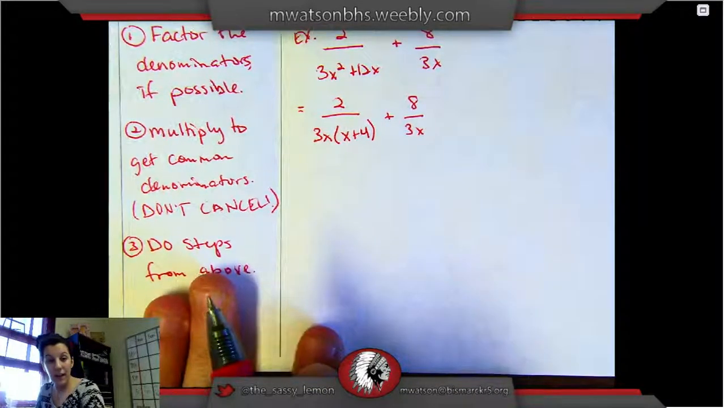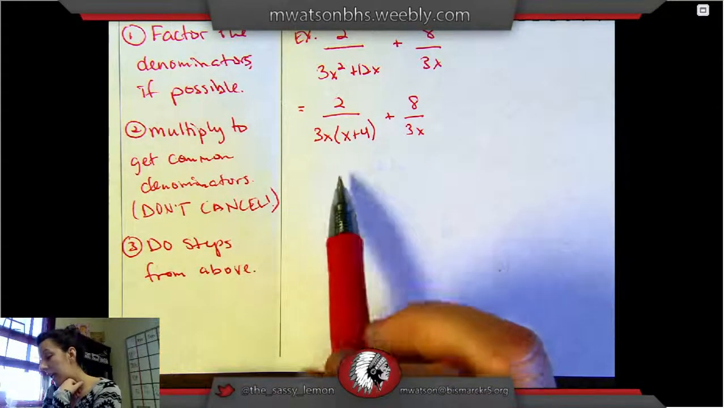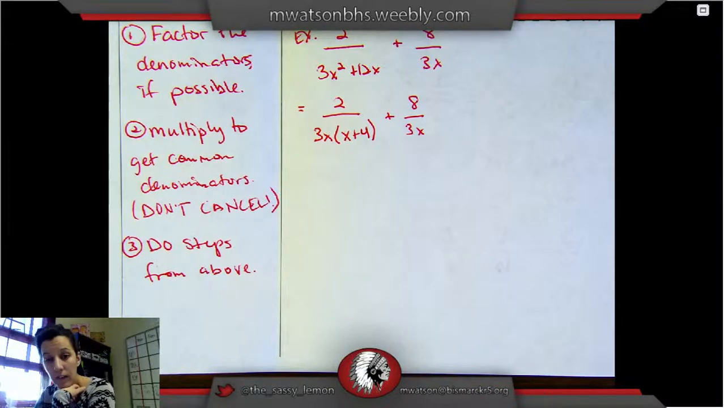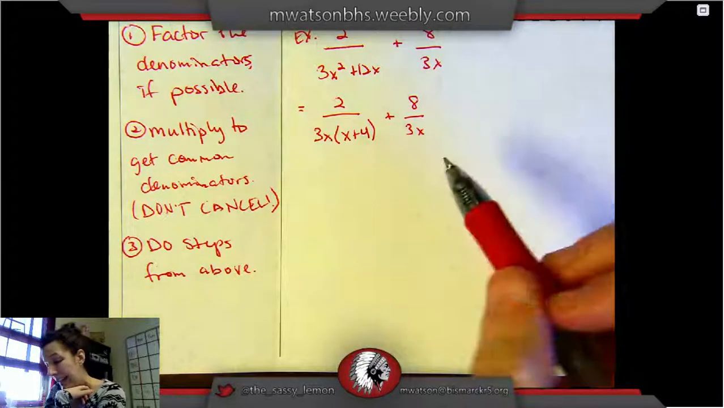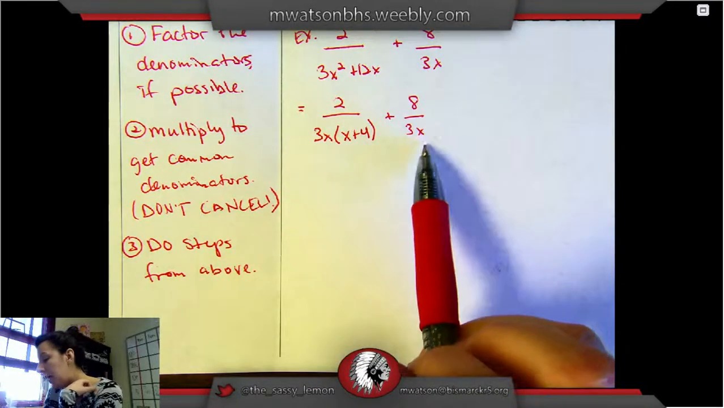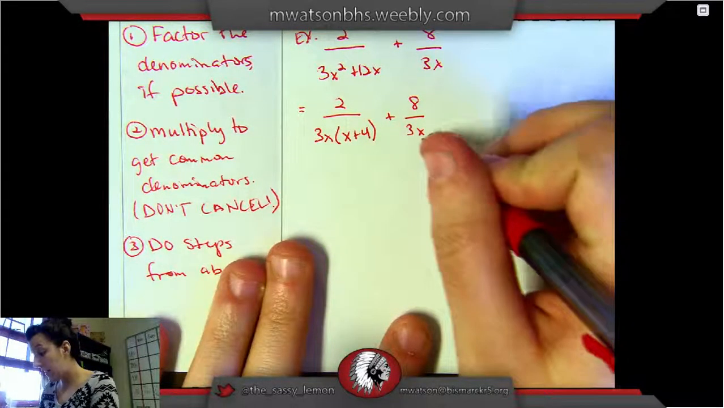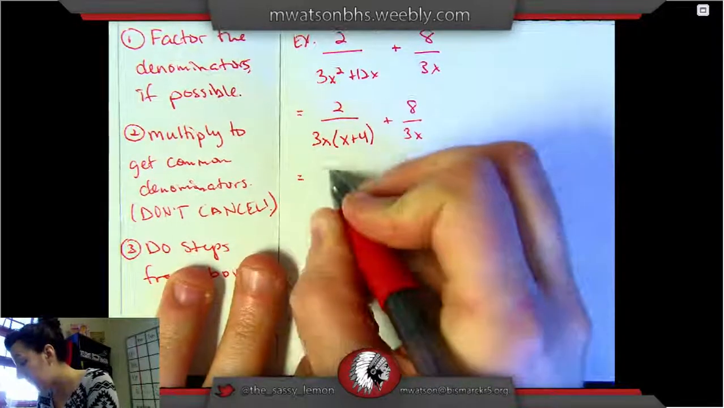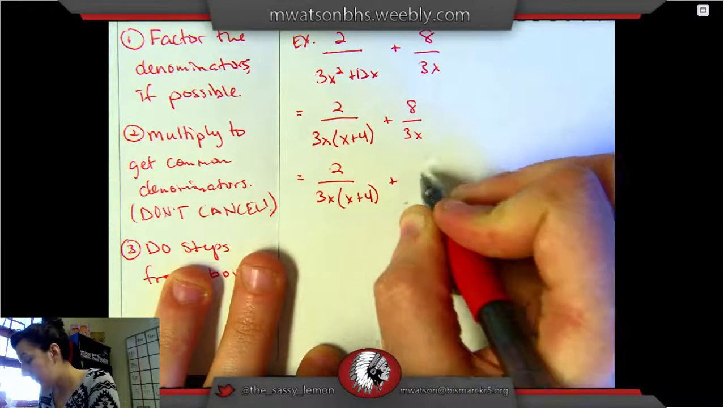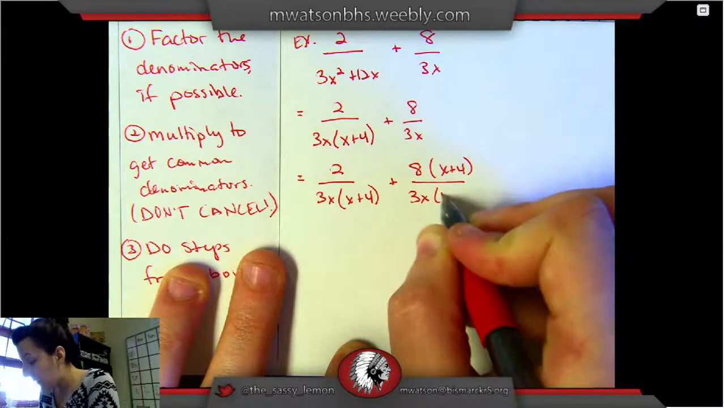Alright, now step 2 says multiply to get common denominators. So as you can see, these two denominators already have something in common. They both have 3x. So I don't need to multiply either denominator by 3x. They already have that. But this denominator is missing the quantity x plus 4. So we're going to multiply just this fraction by x plus 4 on top and bottom. The first fraction is just going to stay the same. So we have 8 times x plus 4 over 3x times x plus 4.